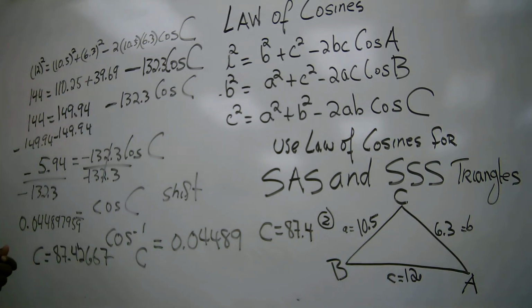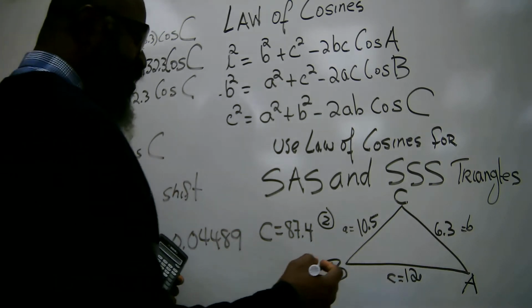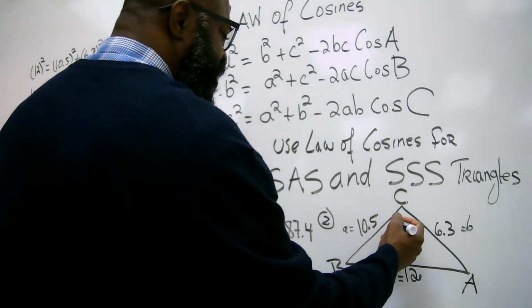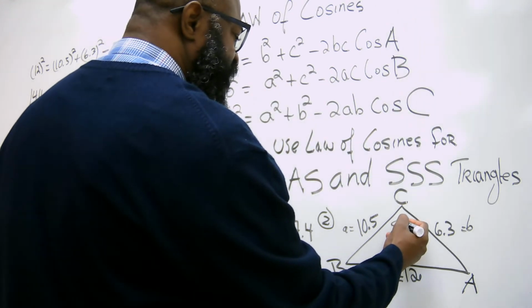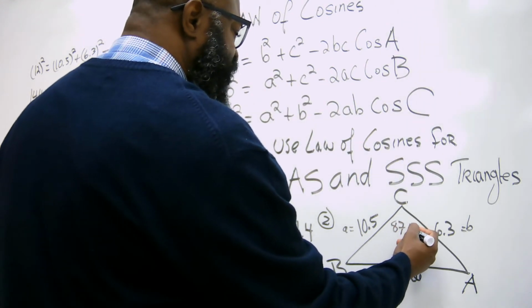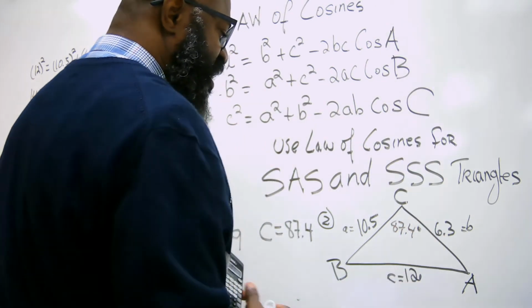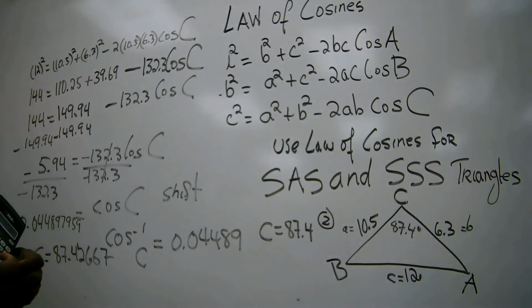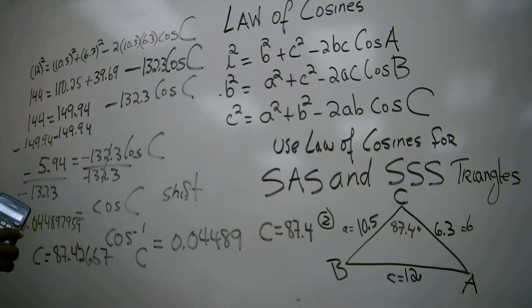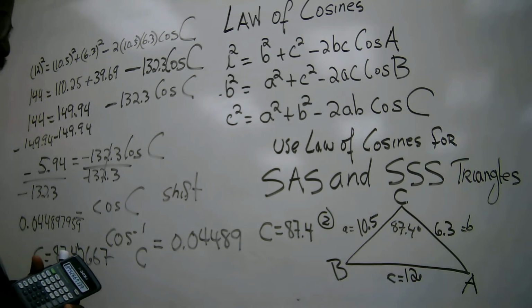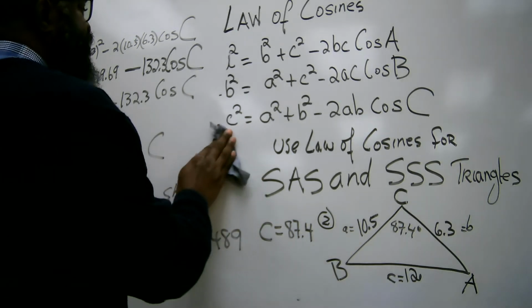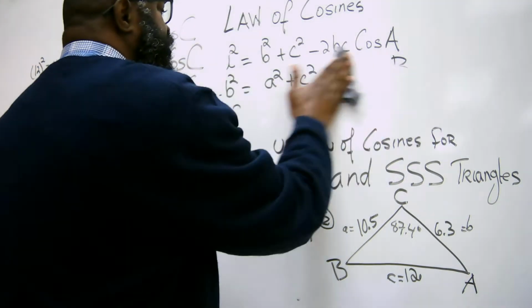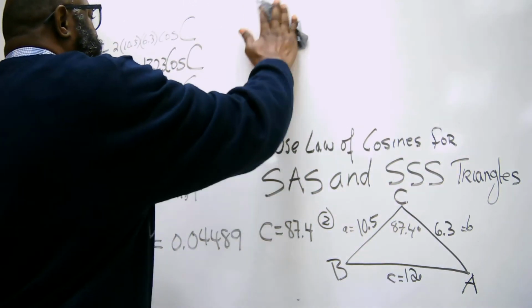Then I'm going to go back to see if I can find another angle. Angle C should be the largest angle because 12 is the longest side. If I can find another angle, then I will be able to find the third one easily. So let me see if I can find angle A.